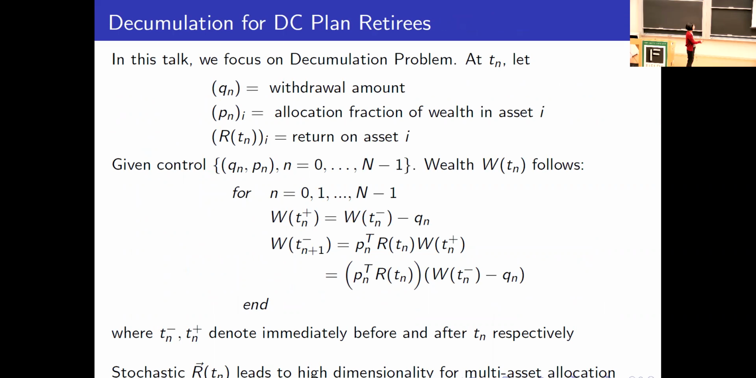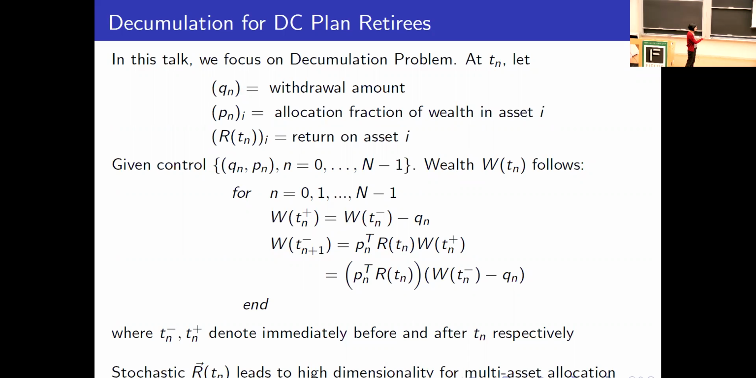Let's say at time 0, we're going to withdraw money from our portfolio. So the QN denotes the amount of money I'm going to take out, withdraw from my portfolio. And at the same time, I need to wisely invest in my assets. So in addition to withdrawal, which is one of my controls, I will need to allocate to invest in stocks and bonds in some optimal fashion.